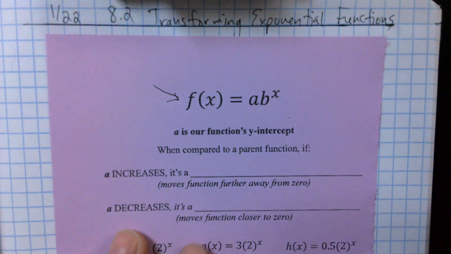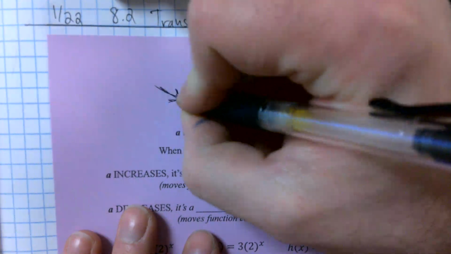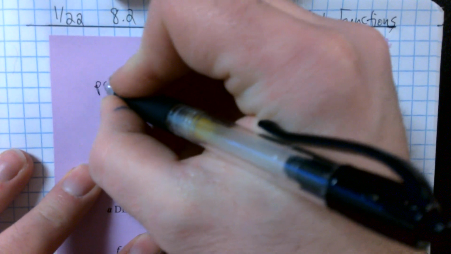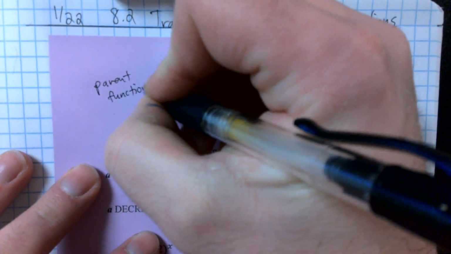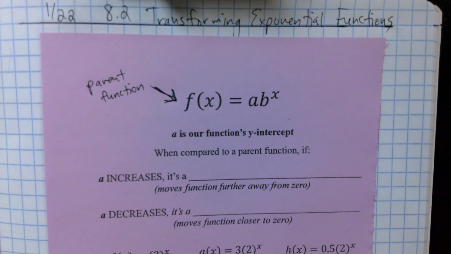Okay. With our black pen or our pencil, that's going to be our parent function. You guys remember what a parent function is? Yeah. It's like a starting point, right?